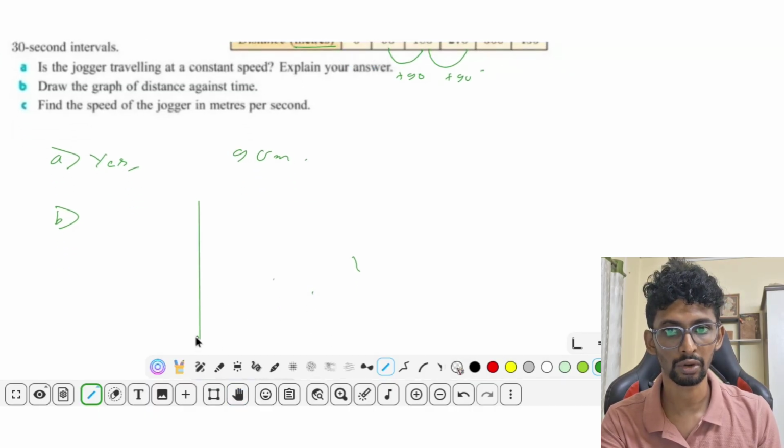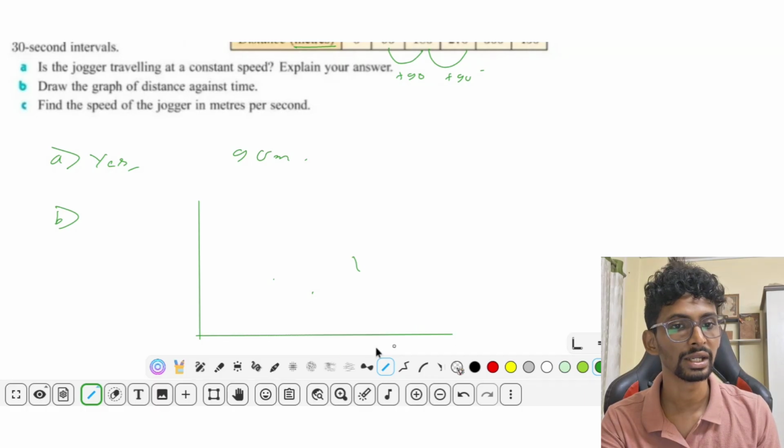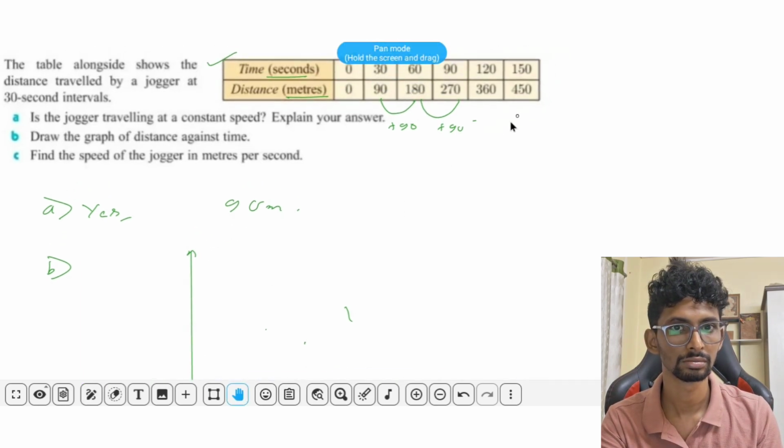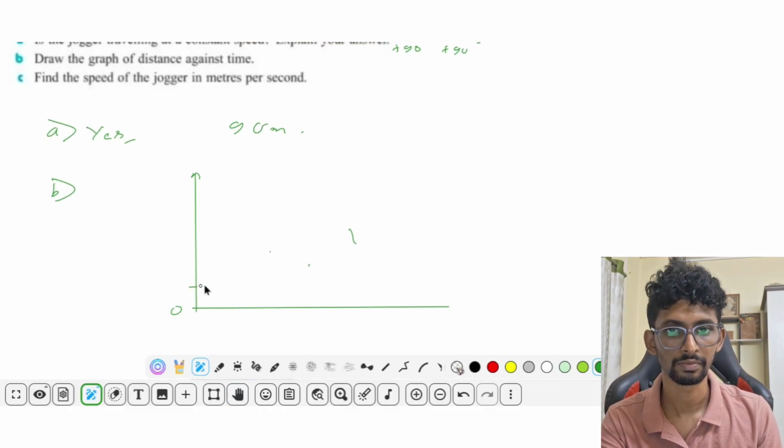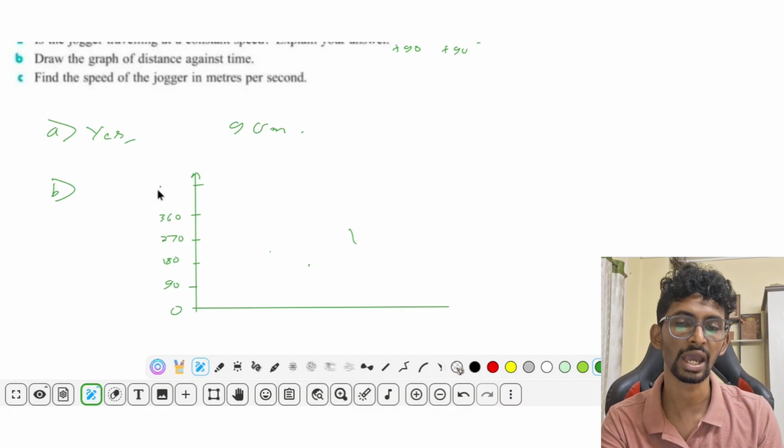In x-axis I will plot time, in y-axis I will plot distance. Distance will start from 0 to 450. So this will be 0, 90, 180, 270, 360, and 450, and this is the distance.